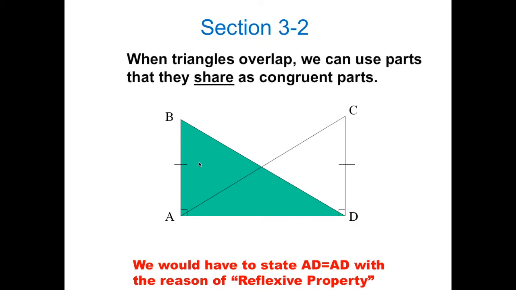All right, so when triangles overlap, we can use parts that they share as congruent parts. Is AD congruent to AD? Sure it is. That's the reflexive property right here. And it could be the reflexive property of equality if you want, right? Distance AD is equal to distance AD, and that's fine here. Or length AD is equal to length AD, and we're good to go. Okay, so it's a quick way of getting two sides congruent to one another, because they're the same side, they just are parts of different triangles.